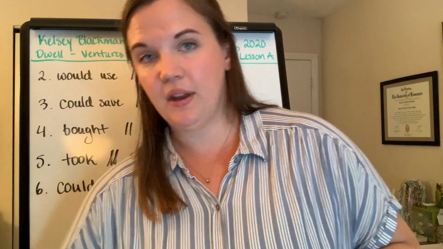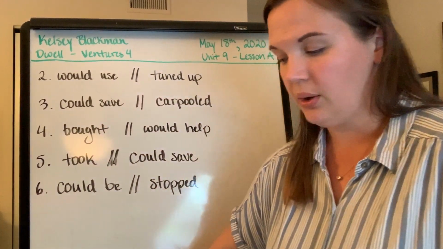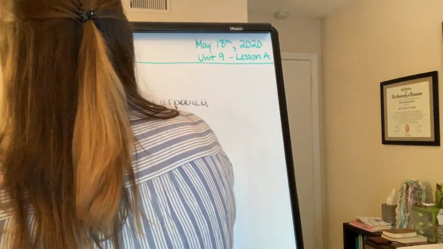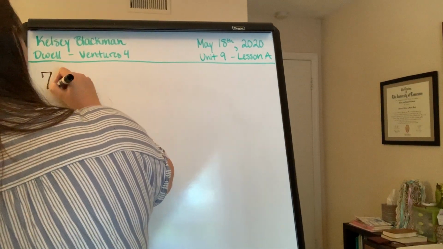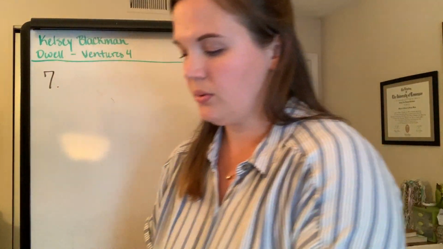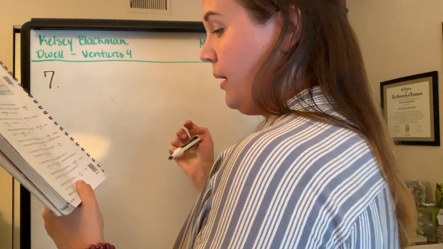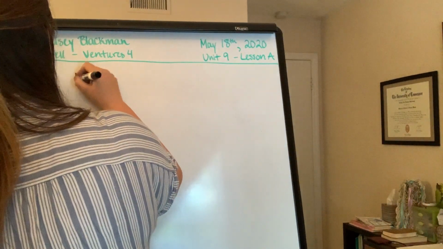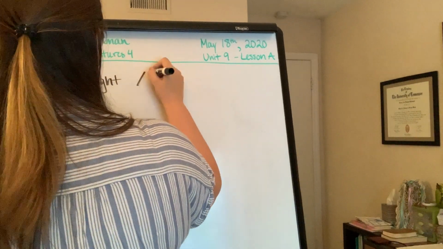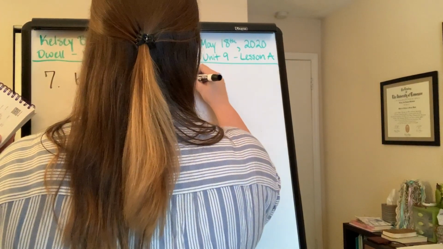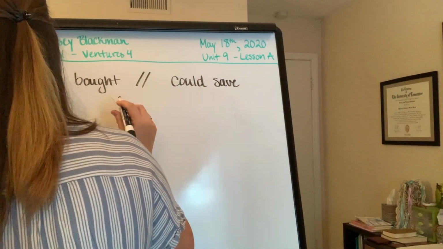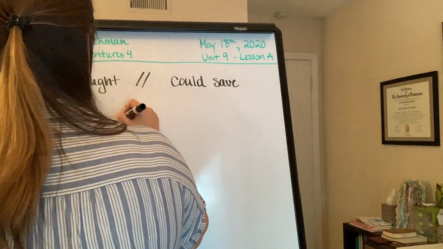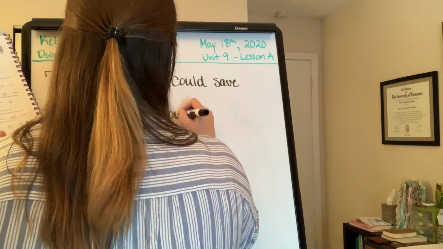Okay, let's do number 7. Does everyone have this? I'm going to go ahead and erase them so I don't have to bend down. I'm just going to do the answers on this one. If you have questions, let me know. Number 7 is bought and could save. And number 8 is put and would buy.